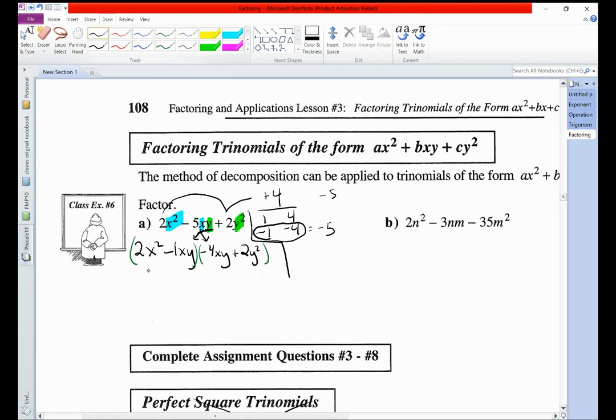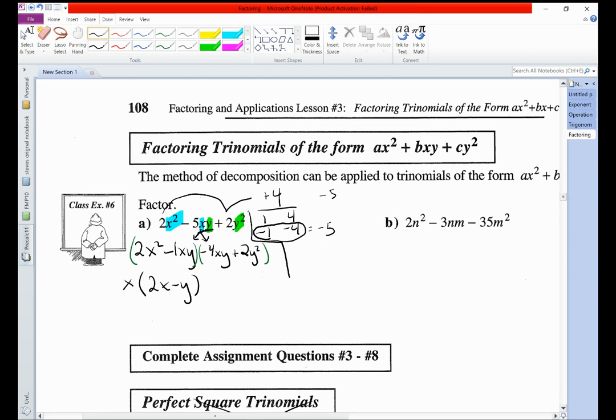So in the first one, I can pull out a 2x and I'm left with x minus y. Oh, I can't pull out a 2x. I can only pull out an x. There's not a 2 in the second one. So I can pull out an x and I've got 2x minus y. Sorry, had a bit of a moment there.